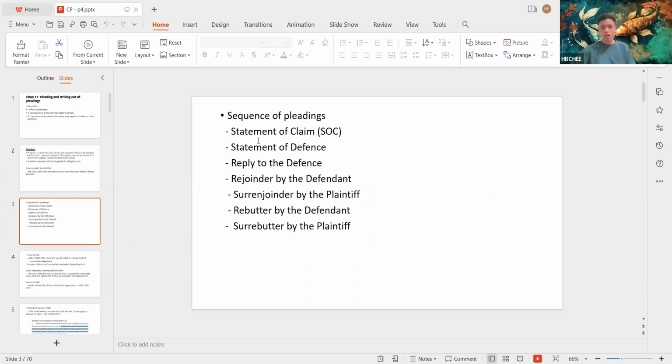And then this is the sequence of the pleadings. At the beginning, the plaintiff will serve a statement of claim on the defendant, and then the defendant will serve a statement of defence in reply to the plaintiff's statement of claim. Then there are other subsequent pleadings.